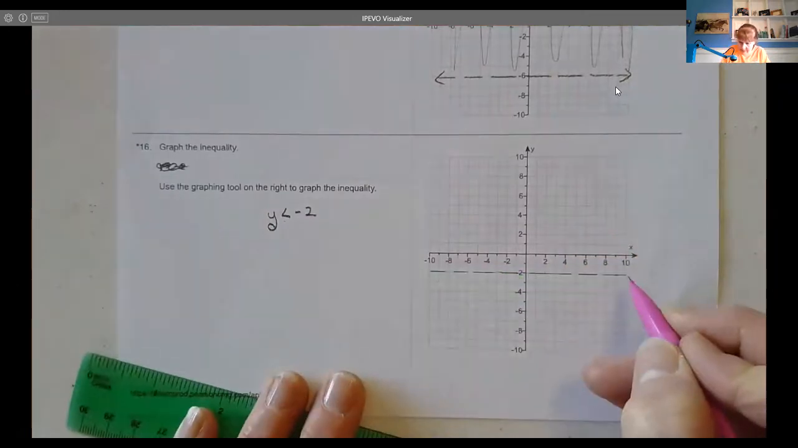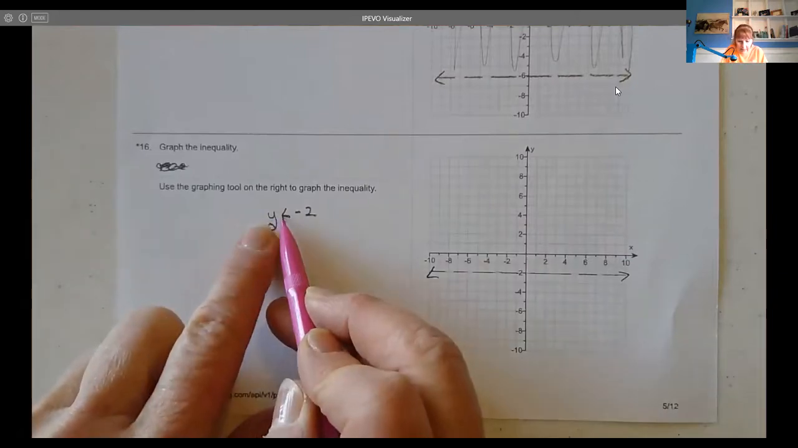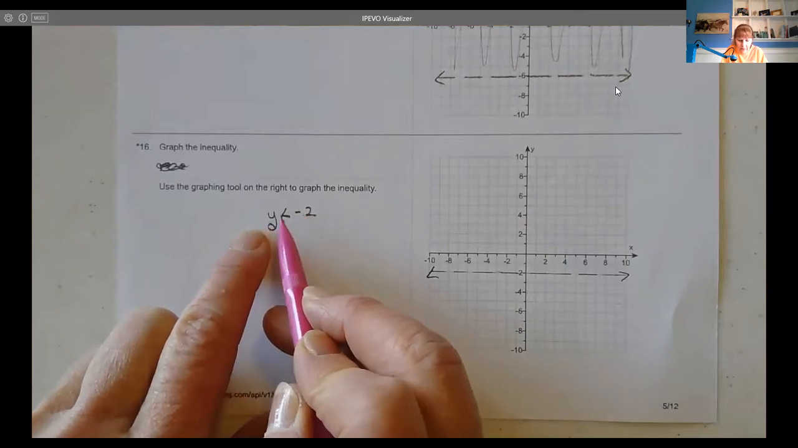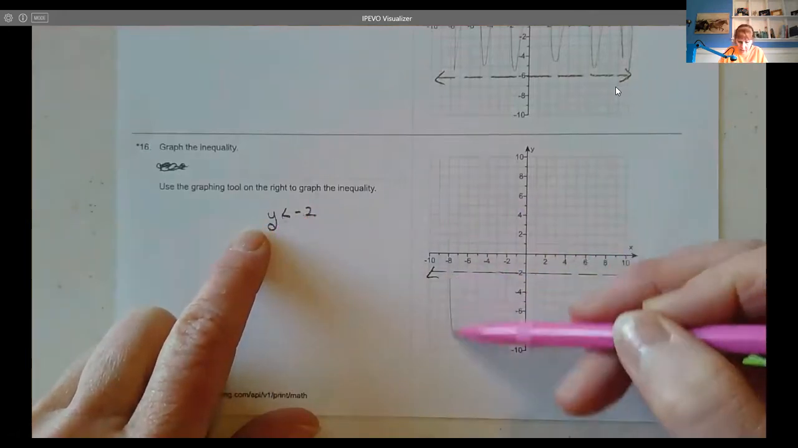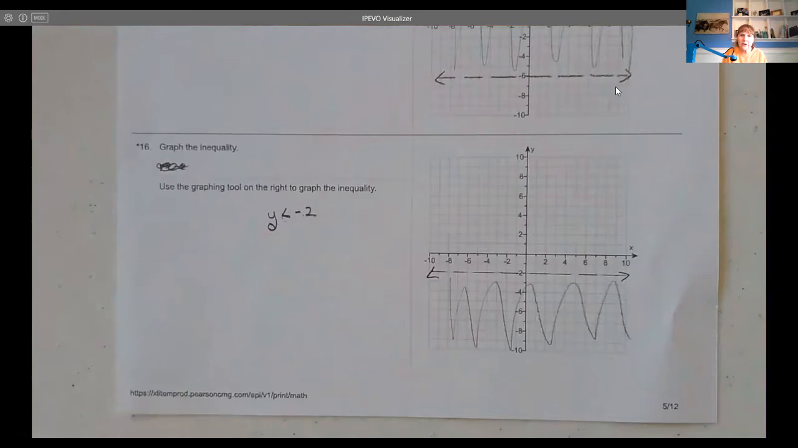So we'll do a dash, and then we're going to look at Pearson here and how to shade. It's not hard. We want y's that are less than the -2. Less than will occur below. So that's the section for your solutions.